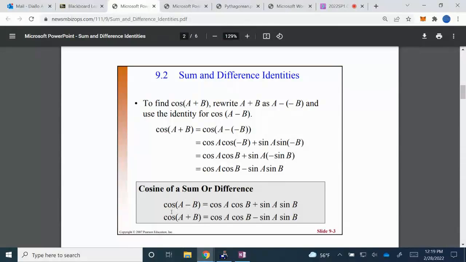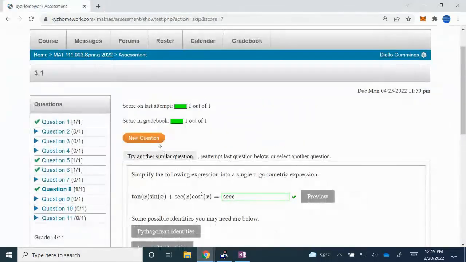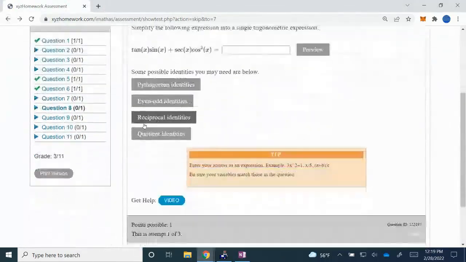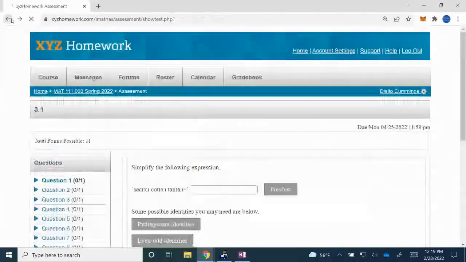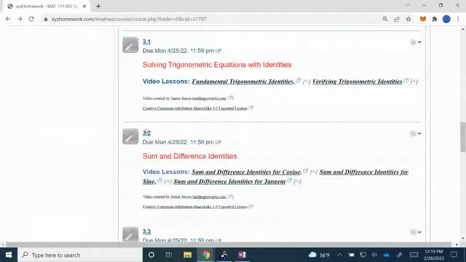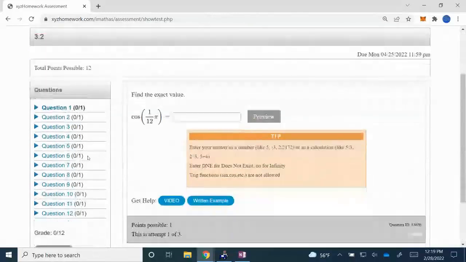So when would you ever use formulas such as these? I'm going to go into the next section, section 3.2, and we're going to take a look at the very first problem. We're asked to find the exact value, and in this instance, we're given the cosine of 1/12 pi.